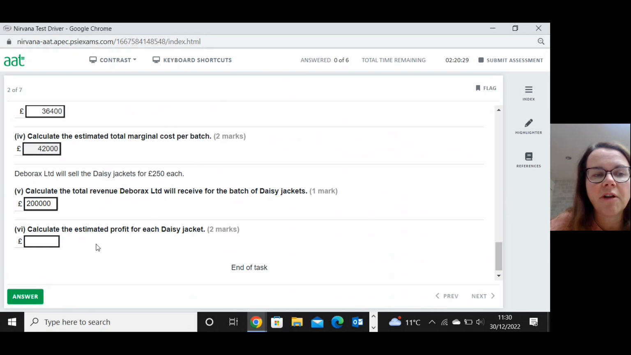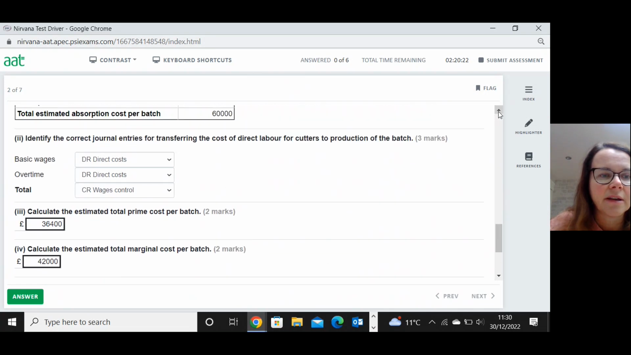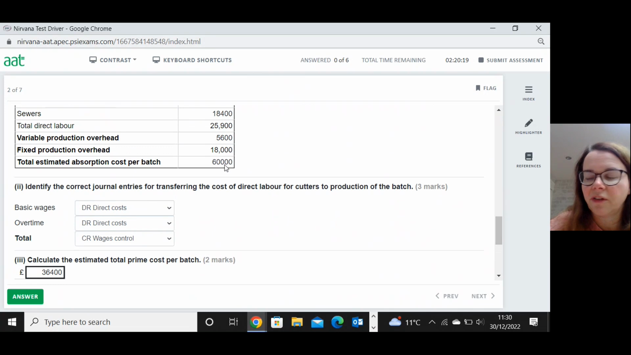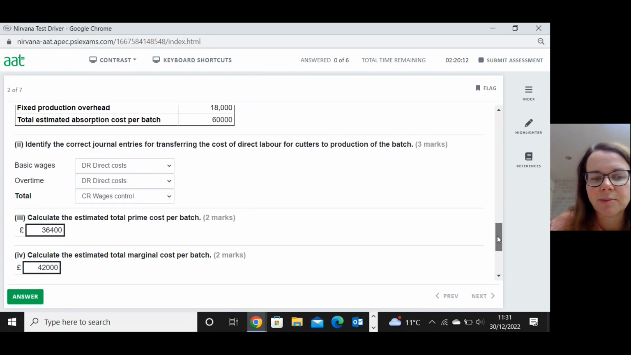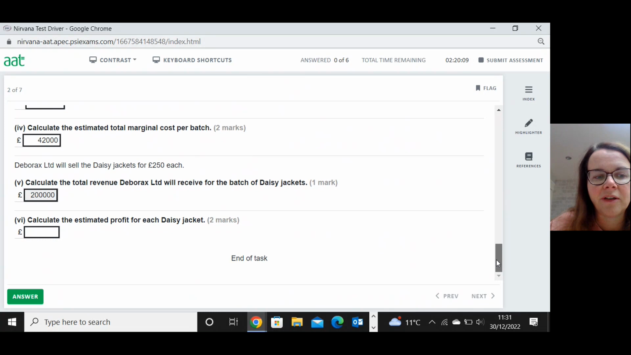And then the estimated profit for each daisy jacket, well, my revenue is 200,000 and we think that the cost is 60,000. That means my total profit will be 200,000 minus 60,000, which is 140,000. But reading the question carefully, it's for each jacket. So I need to divide the 140,000 by the 800 jackets in the batch, which gives me £175 per jacket.